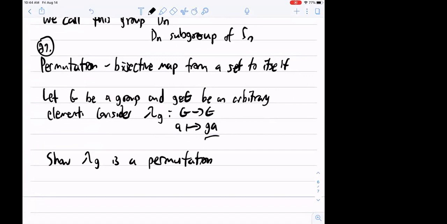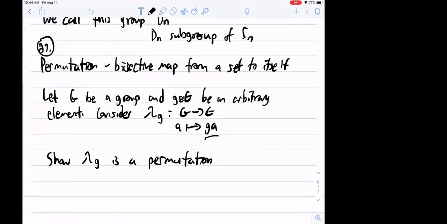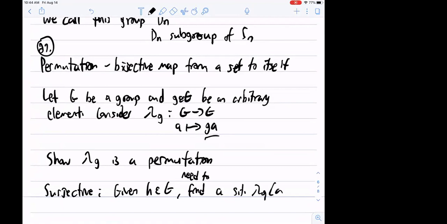So how do I check bijectivity? What are the 2 things I need to check? What does it mean to be bijective? Injective and surjective. Yeah, so let's check surjective. Given h in G, I need to find, I'm running out of letters, I'll call it a, such that lambda_g(a) is h.